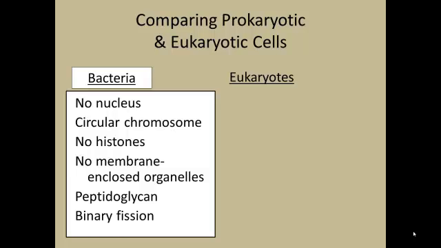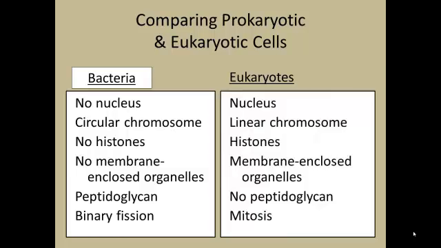They don't have any histones. Histones are proteins that are used to wind up the chromosome, and there are no membrane-enclosed organelles. So not only do they not have a nucleus, they don't have the other membrane-enclosed organelles. Their cell walls are made up of peptidoglycan, you may remember that from Chapter 1, and they divide or reproduce asexually by binary fission. Now for eukaryotes.